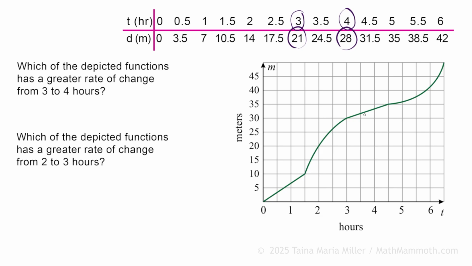And then for this function, at 3 hours here, 4 hours here, so it is 30 meters and about 33 meters. So that would be just 3 meters per 1 hour. So clearly this function has the greater rate of change. It was 7 meters per hour. So it is this one, but we can write the numbers here. 7 meters per hour versus 3 meters per hour.